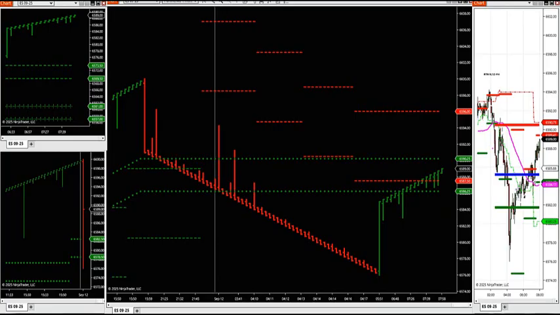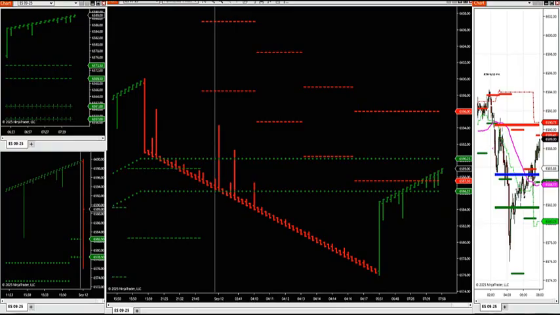Some members outside this room don't even trade the S&P. Let's say they trade crude oil or gold or what have you. They want to get a smaller Renko reversal. They can do that. You can use a 1120, 20 tick reversal, 1125, etc.